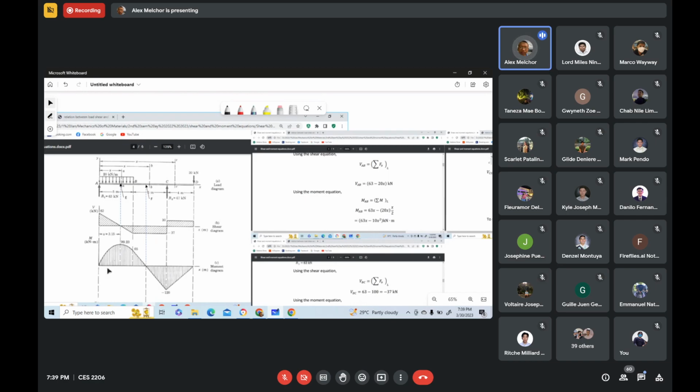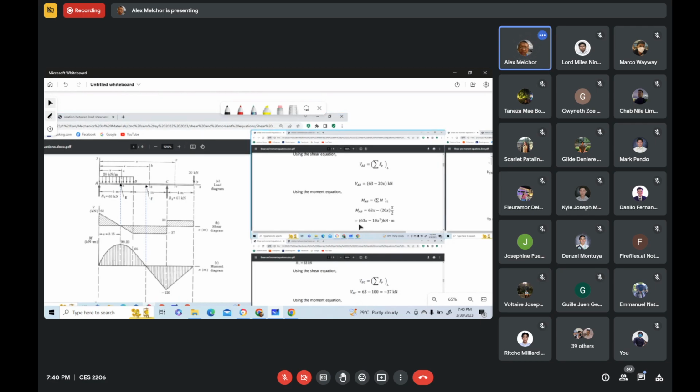Okay, so also for the moment diagram, we draw a horizontal line representing the zero magnitude of moment. So we write here moment M, enclosed in parentheses the unit. So the moment at A is equal to, we use the moment equation for segment AB because A is in segment AB. So at A, the value of X is zero.